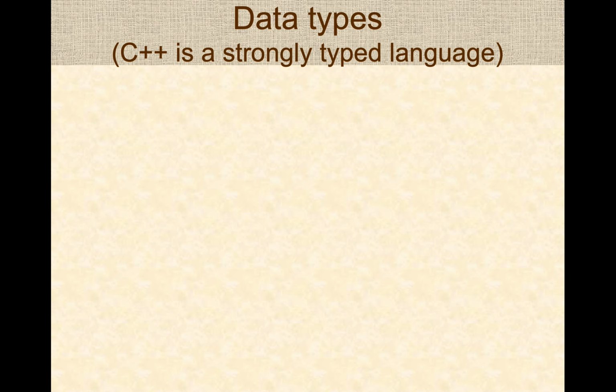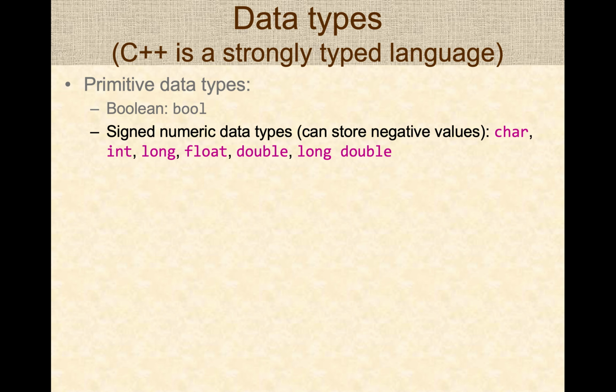Let's start with the basic ideas of data types because C++ is a very strongly typed language. There are several primitive data types. The first one is Boolean, so it basically stores true and false values. The next one are signed numeric data types, and these store both positive and negative numbers. Character, integer, and long are basically integral data types, they do not store fractional values. Float, double, and long double store fractional values at different precisions. Note that long double is two words, but it's a single data type, so the names of data types can have multiple words in C++.